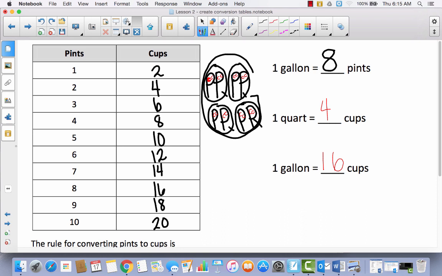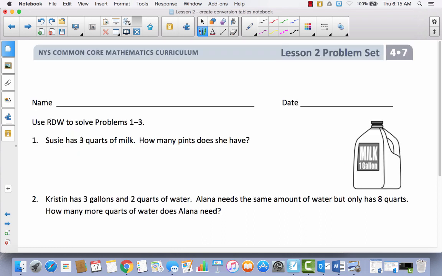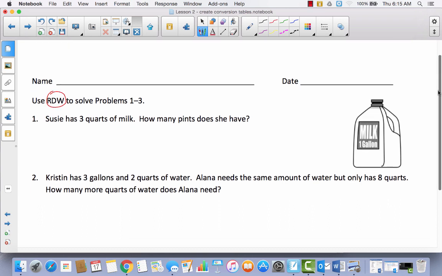All right, now let's get to our problem set today. Go ahead and write your name, and you're going to notice that we are using the RDW process. That means that we're going to read, we're going to draw, and we are going to write. So Susie has 3 quarts of milk. How many pints does she have?